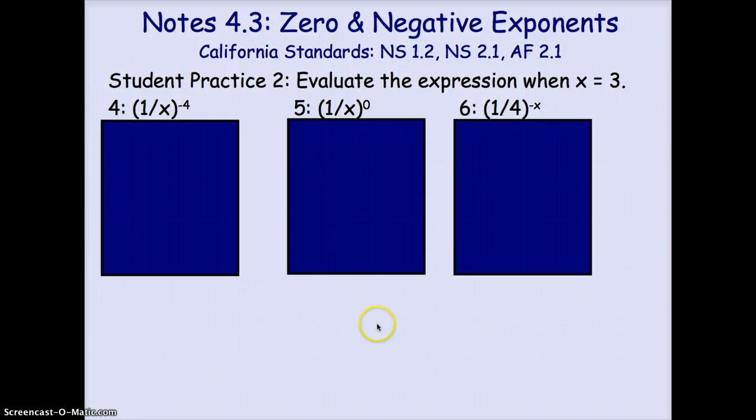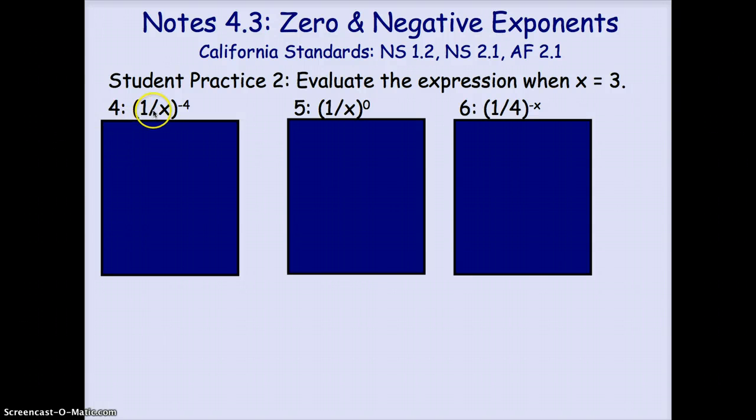1 over x to the negative 4th, 1 over x to the 0 power, and 1 over x, 1/4 to the negative x. Now notice the directions say evaluate the expression when x equals 3. So we want to start by plugging 3 in for all the x's. Go ahead and try these out. See how you do. They may be a little tricky, and we'll go over those.